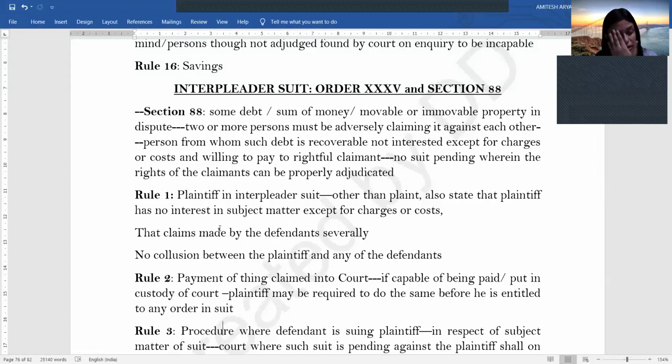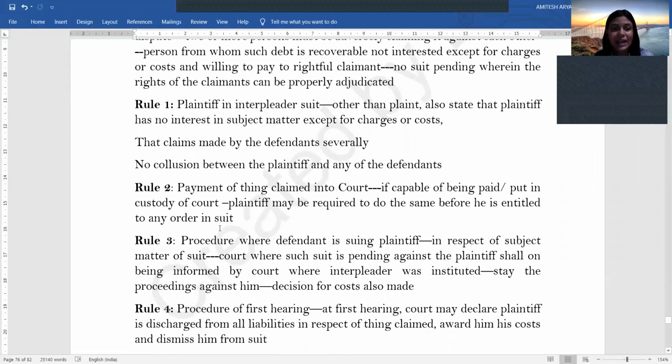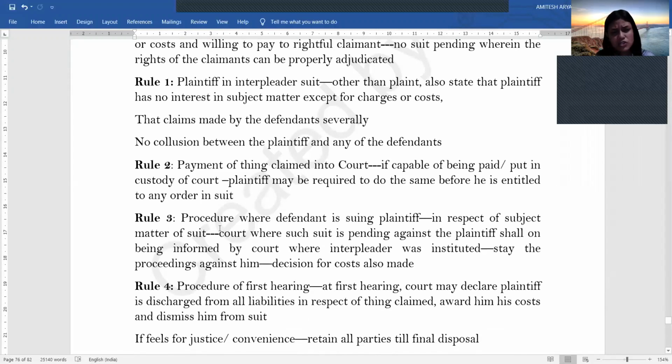Under Order 35 Rule 1, the plaintiff in the interpleader suit will also state that he has no interest in the subject matter except for charges of cost, and that there is no collusion between the plaintiff and any of the defendants. Rule number 2 states that if the court feels that the thing can be paid or put in the custody of the court, then the plaintiff will be required to do so.